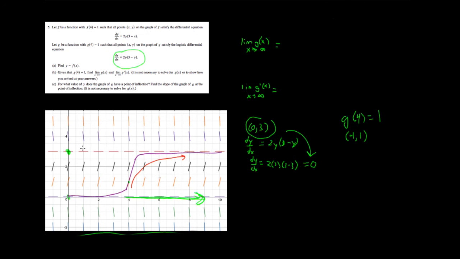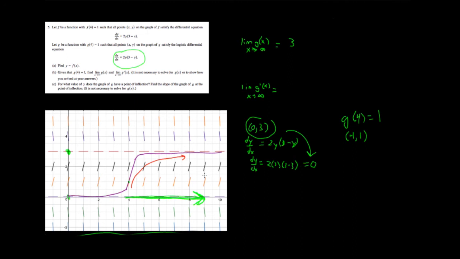But it will never pass 3. It will never pass y equals 3. It will always approach it, but it will never pass it. That means that the limit of g of x as x goes to infinity is 3. Okay, we found that. Now all we have to find is the limit of g prime of x as x goes to infinity.